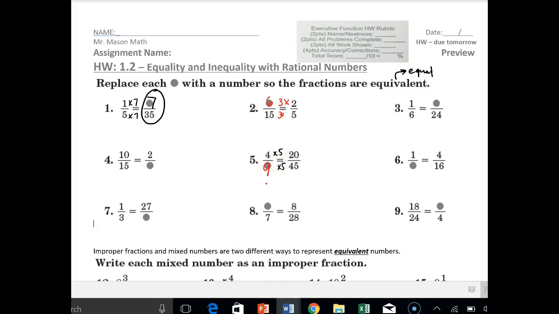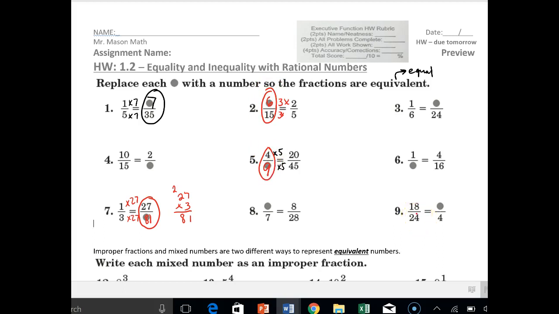Okay, let me skip to something like number 7. So 1 times what gives you 27? Well, obviously it's times 27. 3 times 27 will give me my answer. Now you're saying, oh, 3 times 27, I don't have 27s on my multiplication chart. Well, actually just do the multiplication off to the side. 7 times 3 is 21, carry the 2. 2 times 3 is 6, plus 2 is 8, so 81. So 27 over 81 is your answer. So 6 over 15, sorry, always circle your answer, 4 over 9, those are your answers.